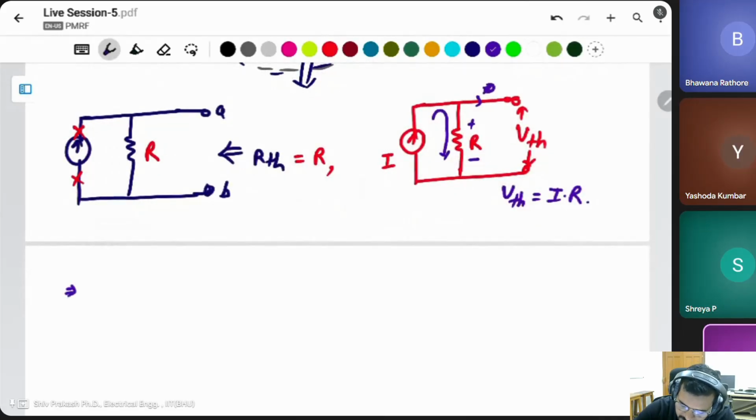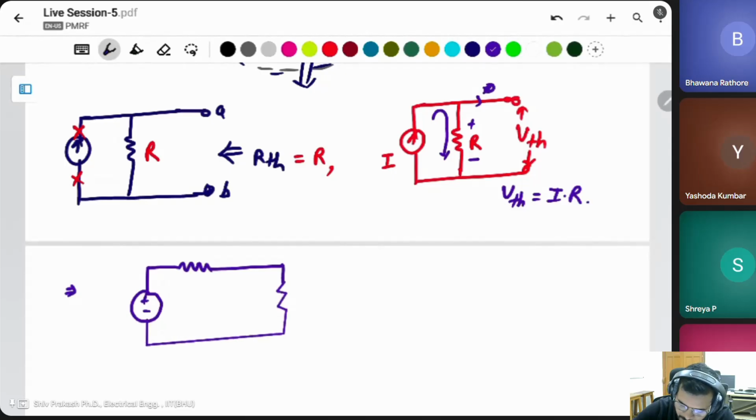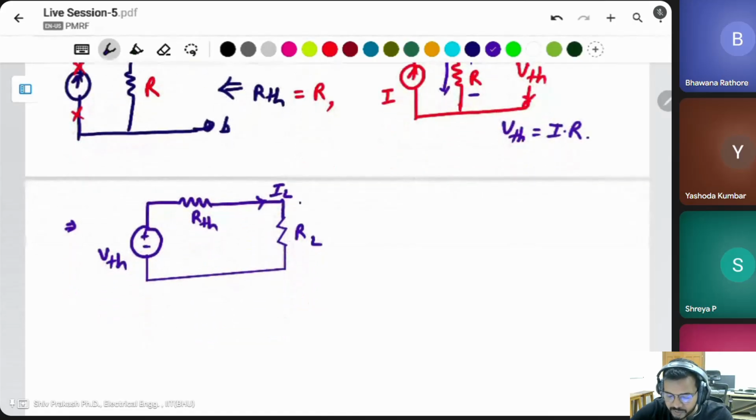RTH is there, VTH is there. Simply you can write the same circuit like that. This is the VTH, this is the RTH, and this is the RL, load resistor. The current is IL. Take this circuit and solve like that.